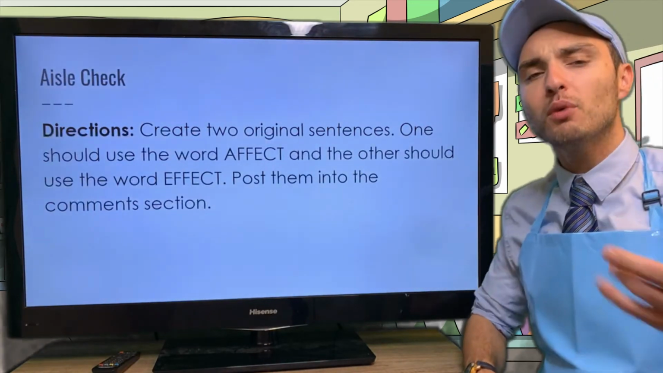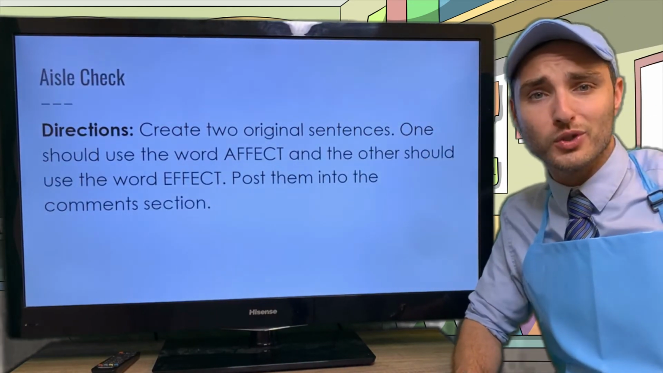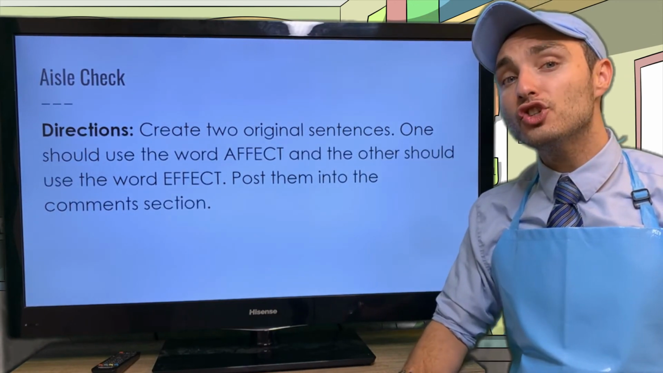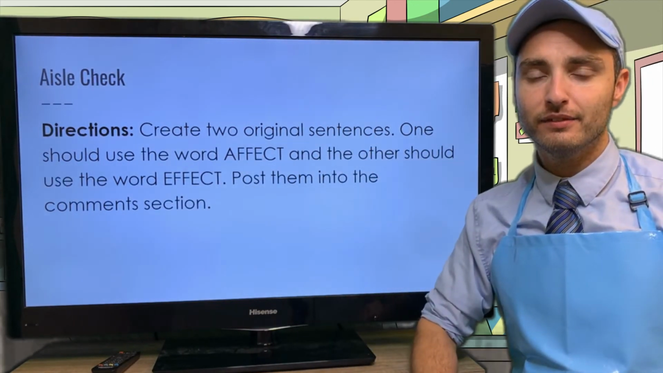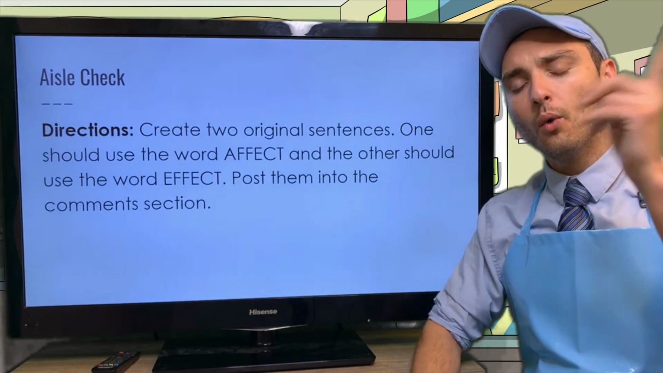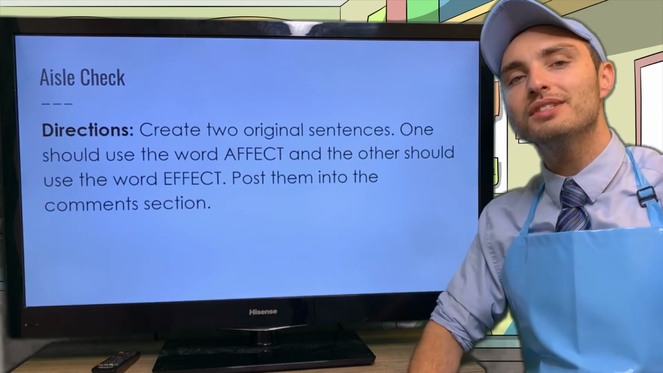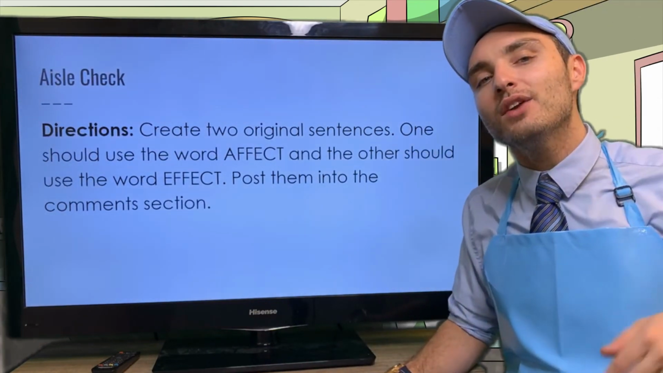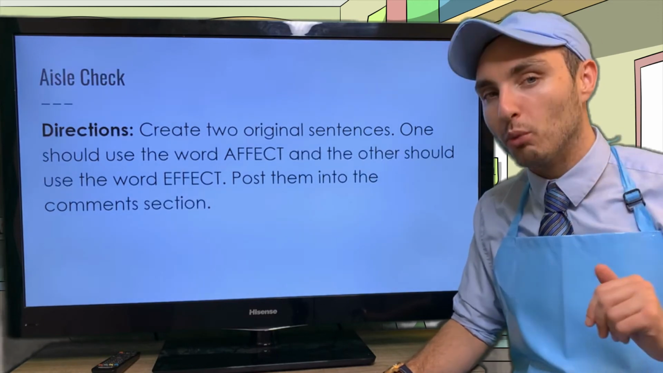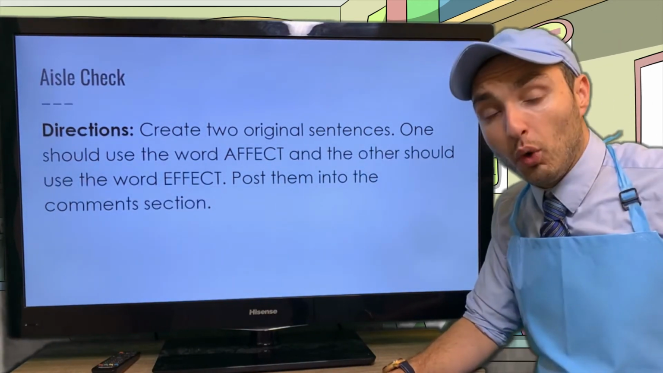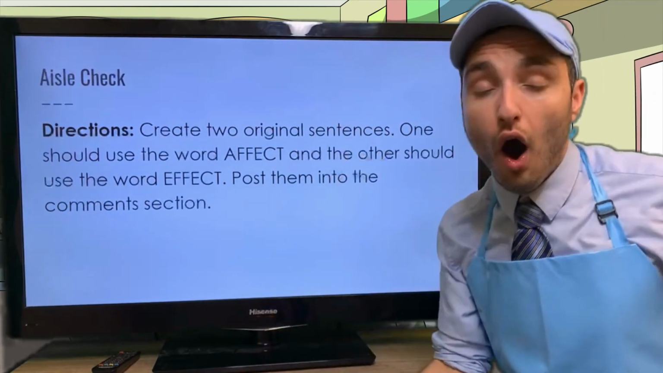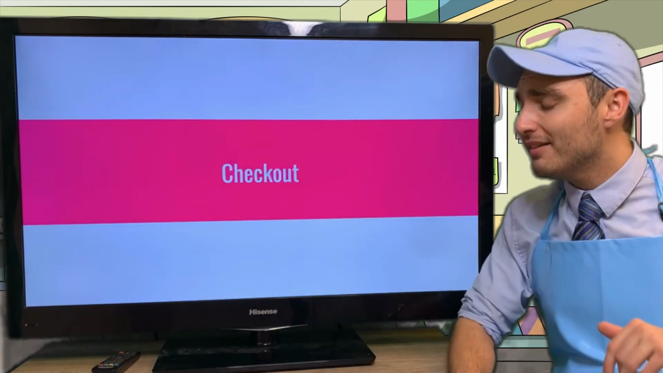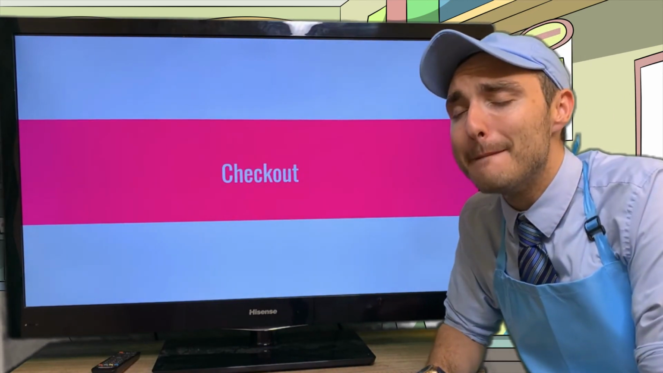For this week's aisle check, here's what I want you to do. Create two original sentences. One sentence should use the word affect in it. And the other sentence should use the word effect in it. And if you're feeling spicy, try and write two original sentences where you put both words into each sentence. Both words into each sentence? Whoa! But I know you can do it, Grammar Goodies. And while you're doing that, I think it's time that we check out.